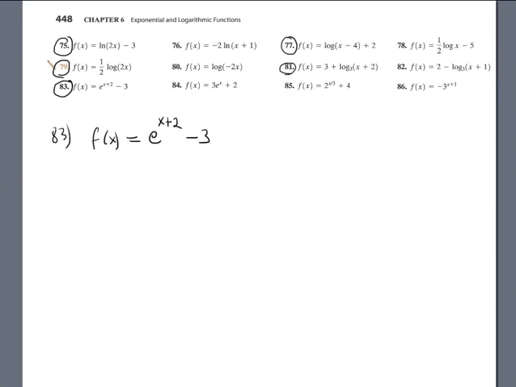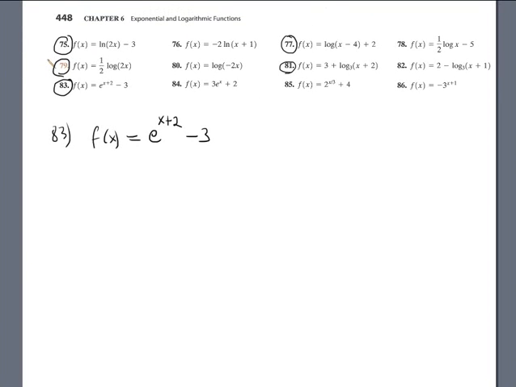Okay, this is the last part for the homework of section 6.4. Question 83. Domain of the function f is all real numbers because it's exponential. Let's do the graph.